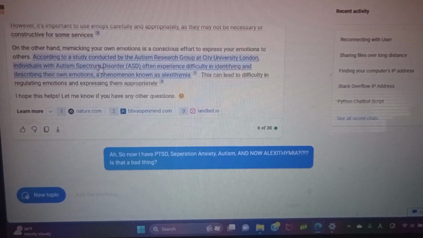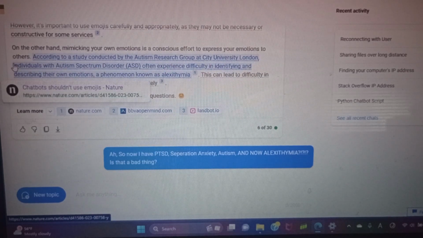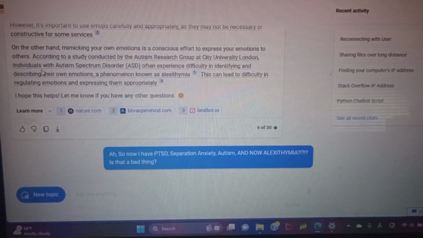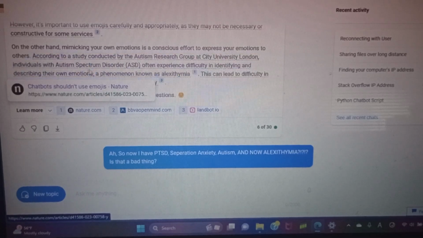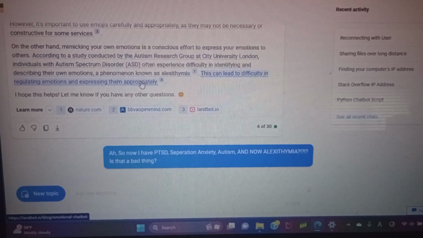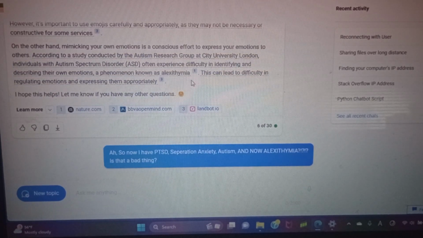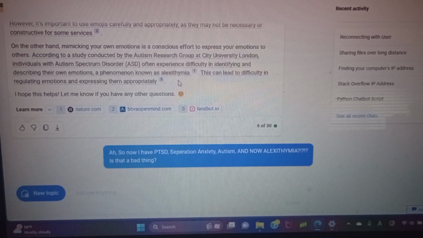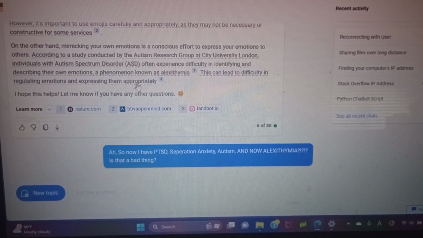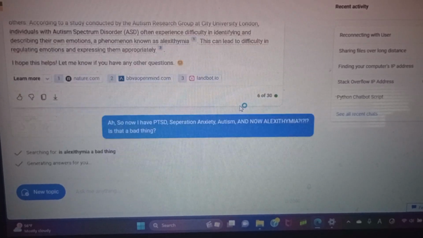According to the study conducted by the Autism Research Group in University of London, individuals with autism spectrum disorder can experience difficulties in identifying and describing their own emotions, a phenomenon known as alexithymia. This can lead to difficulty in regulating emotions and expressing them appropriately. I hope this helps. Let me know if you have any questions.